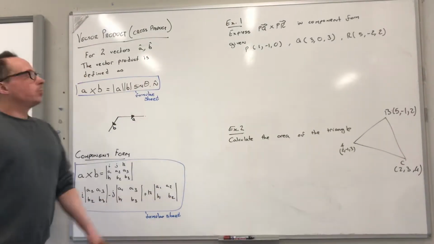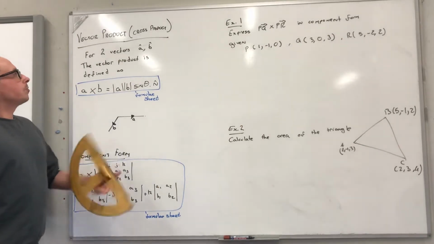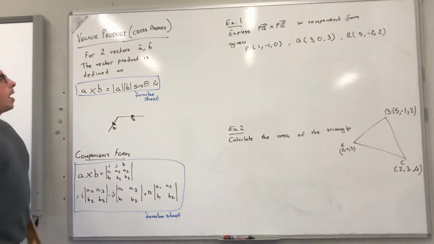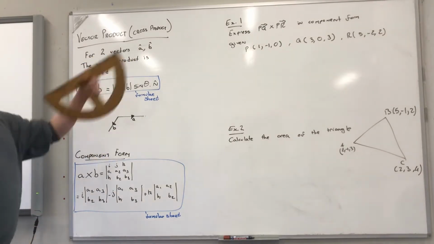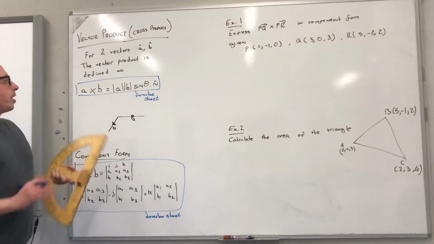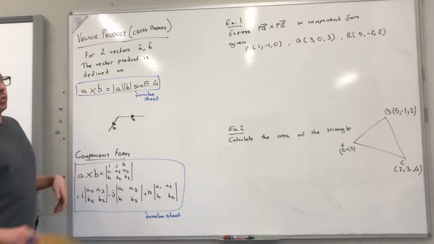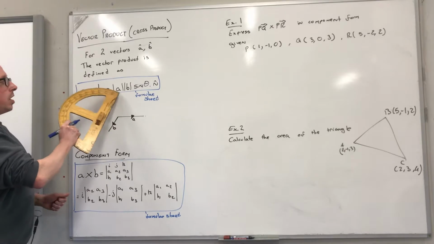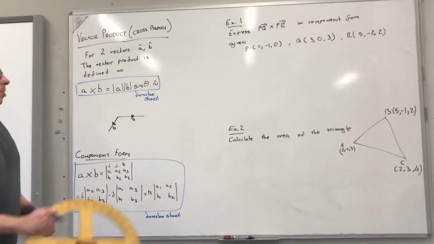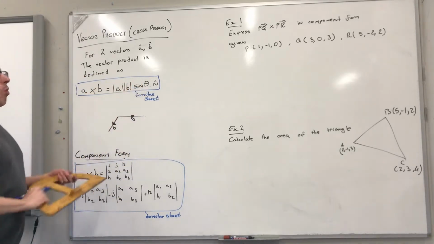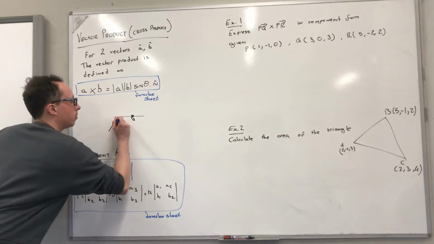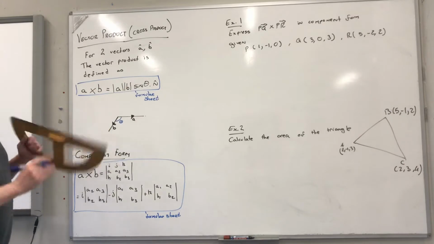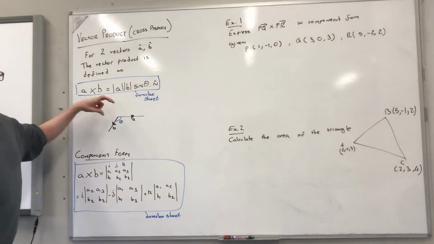So in this video, we're going to talk about the vector product, which is sometimes called the cross product. That is defined for two vectors, A and B. The vector product is defined as A cross B, which just stands for the vector product, equals the magnitude of A times the magnitude of B times the sine of the angle between them times a unit vector perpendicular to both vectors.